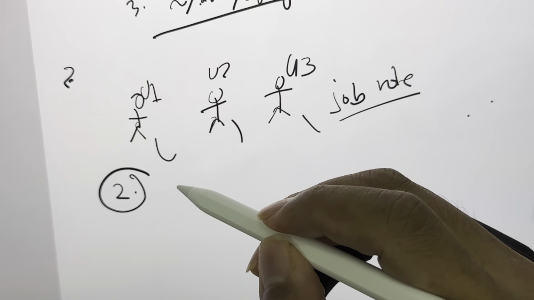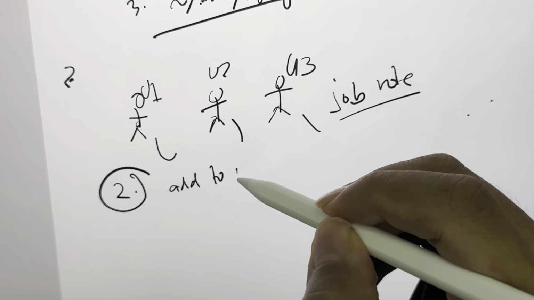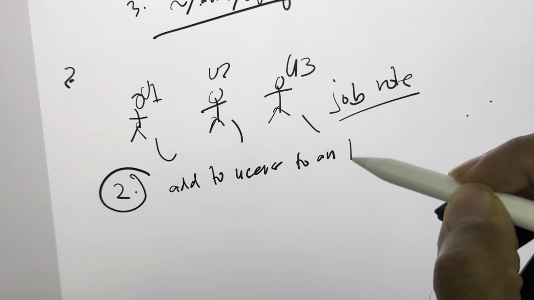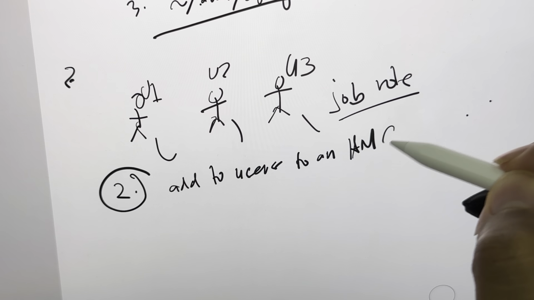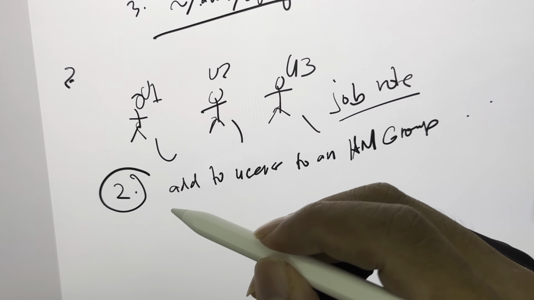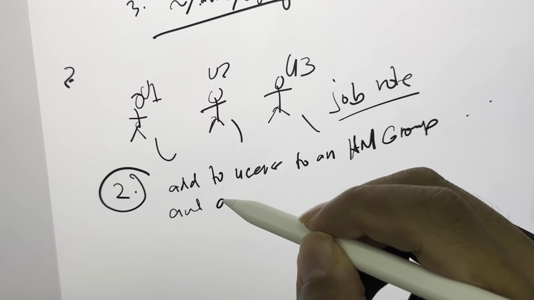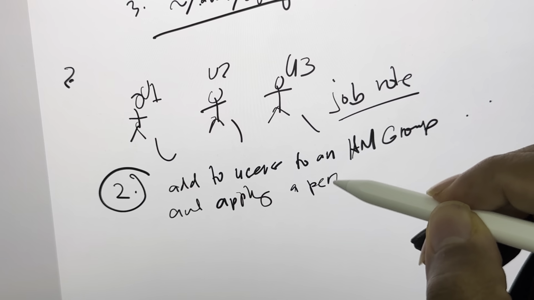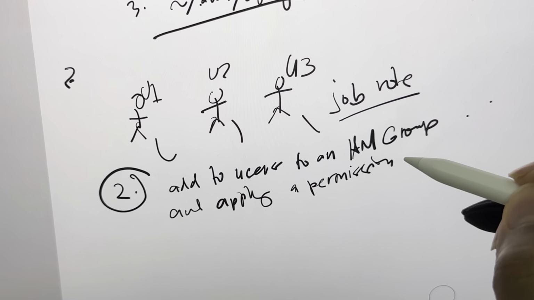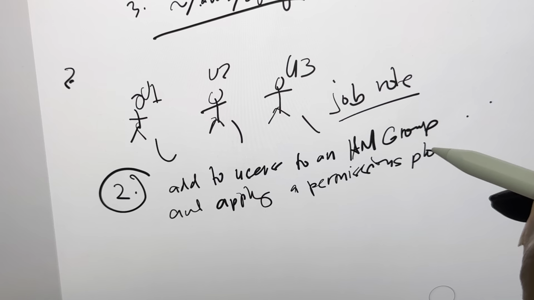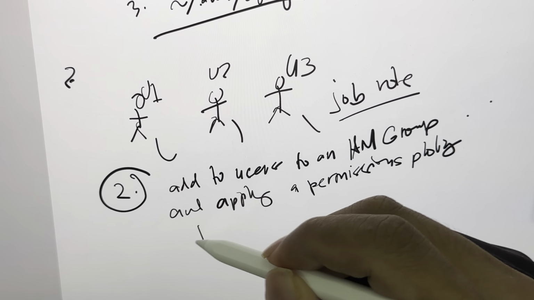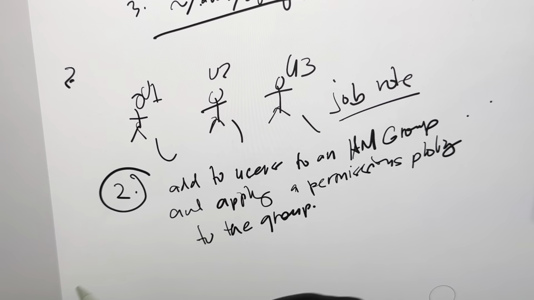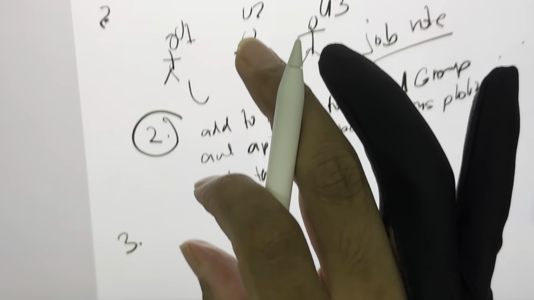Add the users to an IAM group and apply a permissions policy to the group. Okay, and number 3.